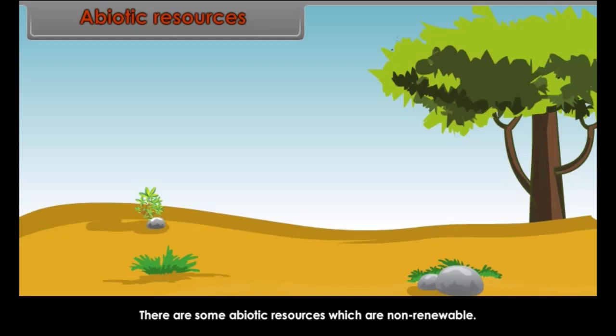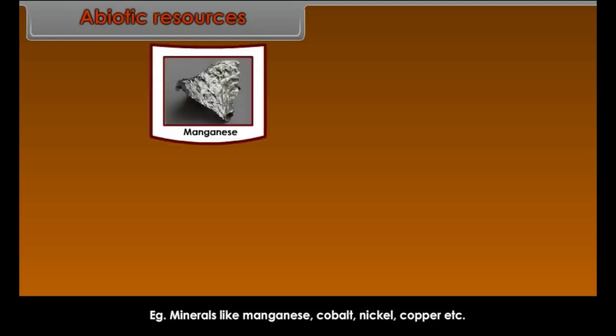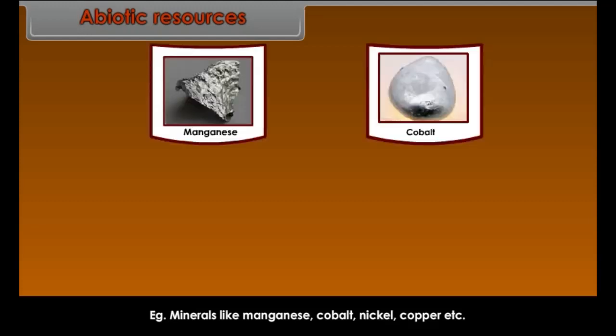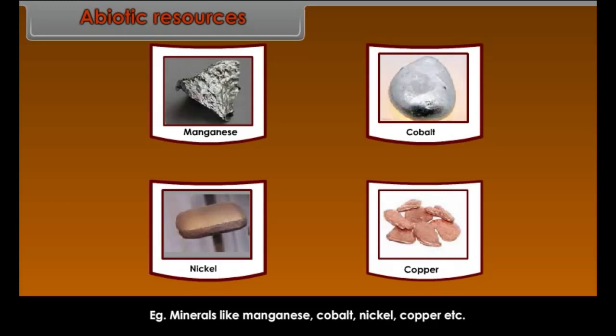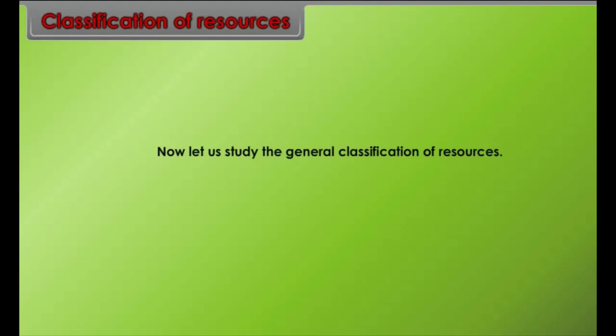There are some abiotic resources which are non-renewable. Example, minerals like manganese, cobalt, nickel, copper, etc. Their formation takes a much longer period of time, more than the life of man, to be renewed. Classification of resources. Now, let us study the general classification of resources.